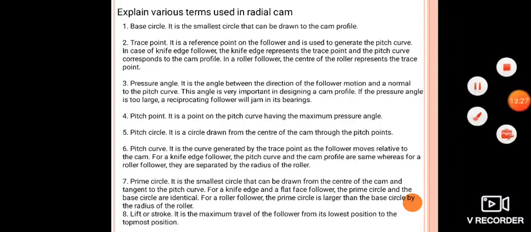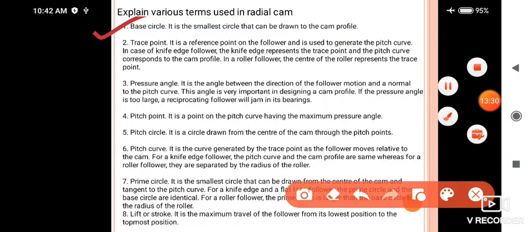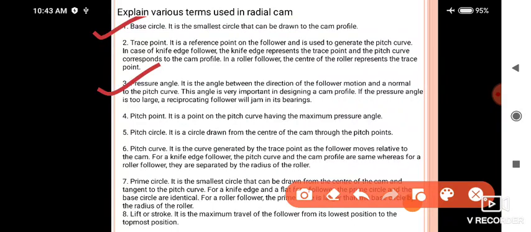Next, trace point. Trace point is nothing but a reference point on the follower and is used to generate the pitch curve. Next, pressure angle. It is the angle between the direction of the follower motion and the normal to the pitch curve. This angle is very important in designing a cam profile. If the pressure angle is too large, the reciprocating follower will jam in its bearings. So this is all about the pressure angle.